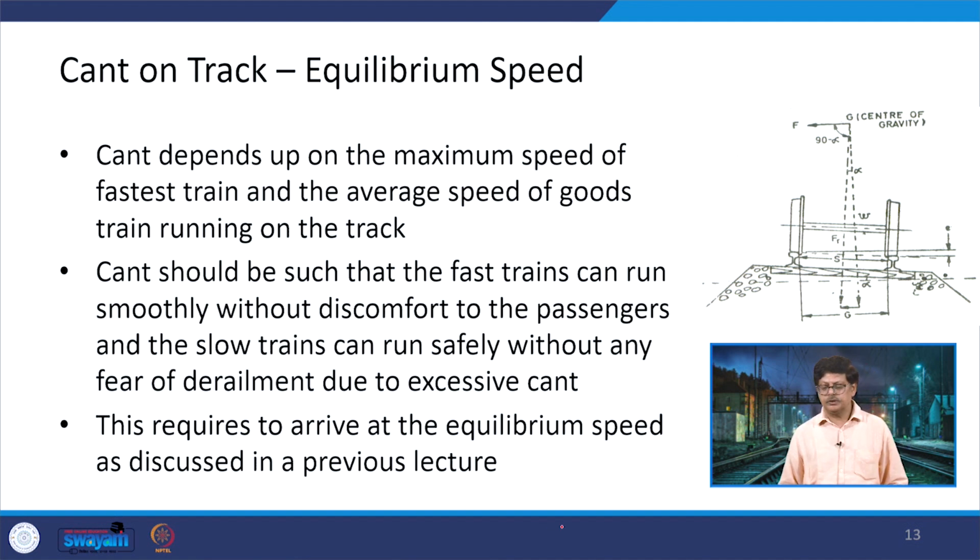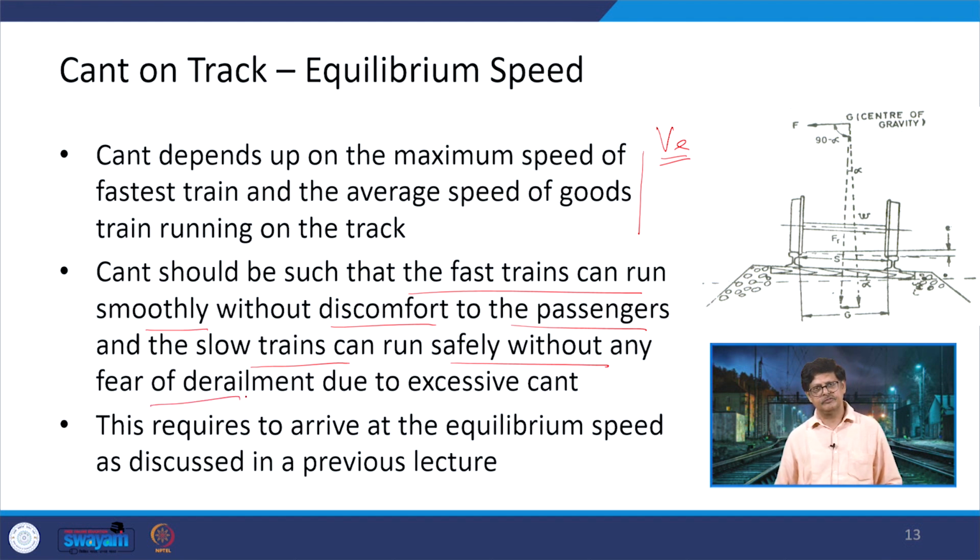Now, another thing is the equilibrium speed. Cant depends on the maximum speed of the fastest trains and the average speed of the goods trains running on the track. We discussed this when we calculated the value of equilibrium speed VE in the previous lecture. The Cant should be such that the fast trains can run smoothly without discomfort to the passengers, and the slow trains can run safely without a fear of derailment due to excessive Cant. So these two conditions need to be taken care of.